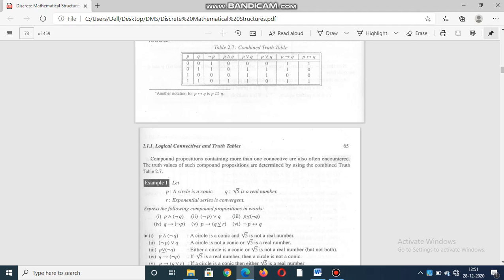Like that, you have just observed here: negation P disjunction Q. Negation P in the sense a circle is not a conic, or Q in the sense root 5 is a real number. So you are writing properly. Negation P means a circle is not a conic. Instead of this symbol you write or, and Q. Q is normal, there is no negation: root 5 is a real number.